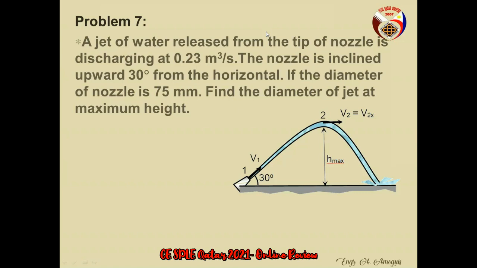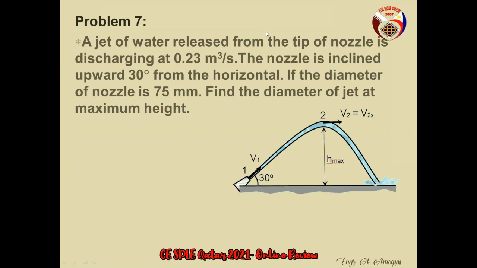Halimbawa, umihi ka. Simple lang, umihi ka. Di ba ma-adjust mo yung angle? Maliban kung bagong gising, kasi mahirap i-adjust yung angle. Sa lalaki, madali lang intindihan. Sa babae, medyo ma-adjust mo rin, makikita mo yung diameter.